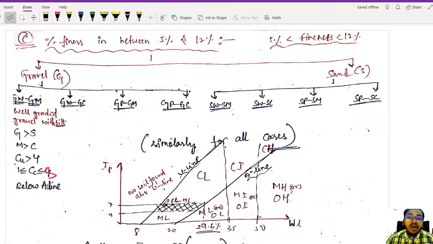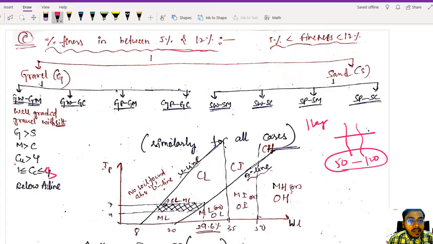Now let us see what if it is in the range of 5% to 12%. Okay, if you have taken a 1 kg sample, then out of this the percentage fineness is somewhere in the range of 50 grams to 120 grams. Okay, this is not so small that you can ignore it. If it was less than 50 grams, you would say it is very less, ignoring. If it was more than 120 grams, you cannot ignore, you have to consider it. So now you are somewhere in between.